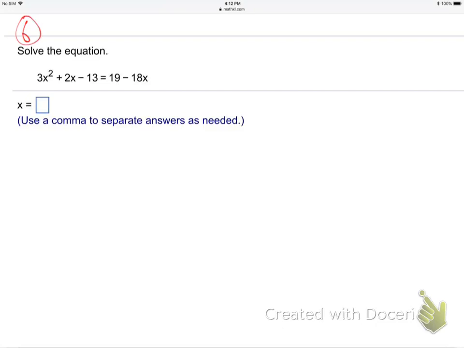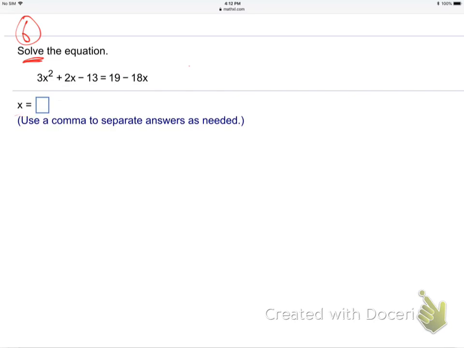Here's number 6. They want us to solve. So notice we have the word solve and we have an equal sign. We have a left side and a right side and an equal sign. So we're not just factoring now, we're solving an equation. So they have x equals in the end.